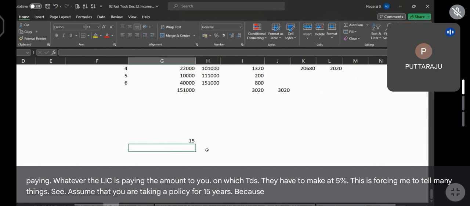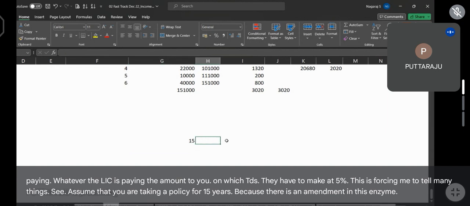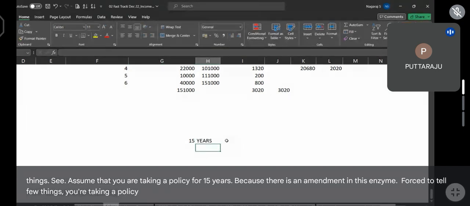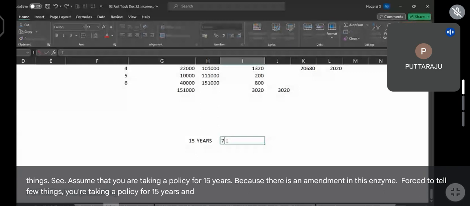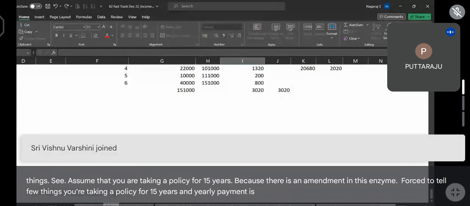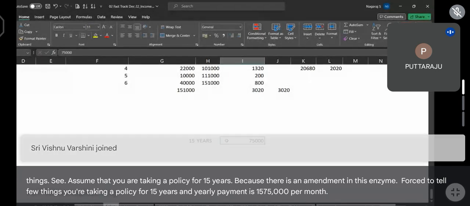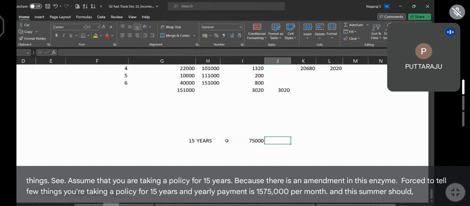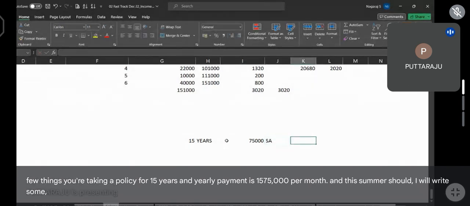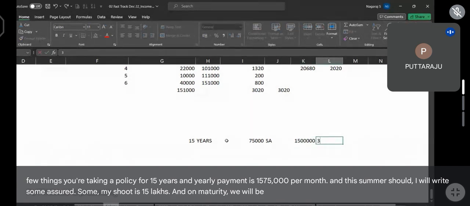Because there is an amendment in this, I am forced to tell a few things. You have taken a policy for 15 years and the yearly payment is 75,000. The sum assured is 15 lakhs, and on maturity, you will be getting 30 lakhs. Assume. Okay.